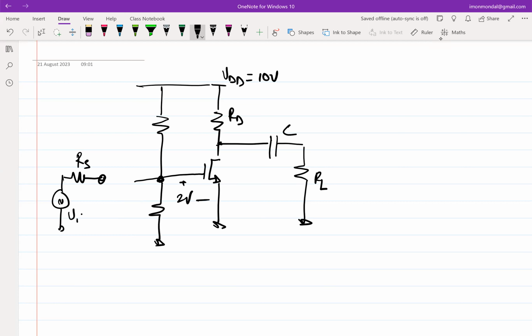Can you choose values for me? Let's call this R1, R2. Can you choose some values? Pardon?